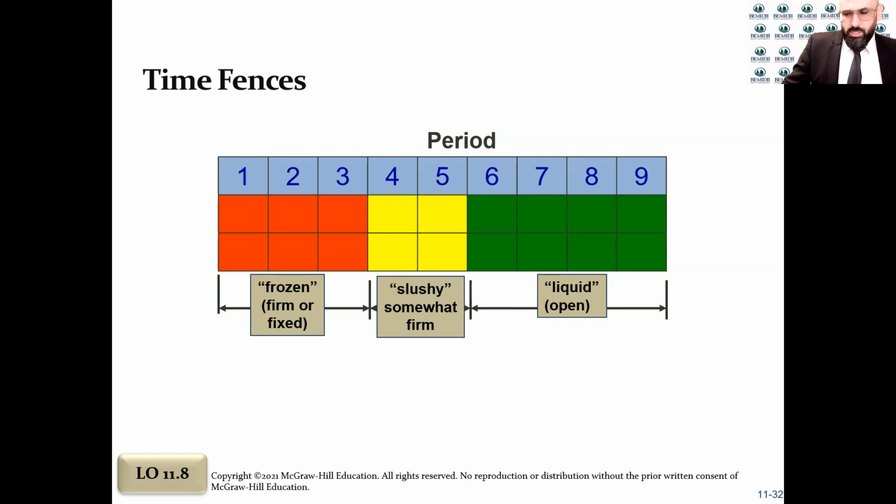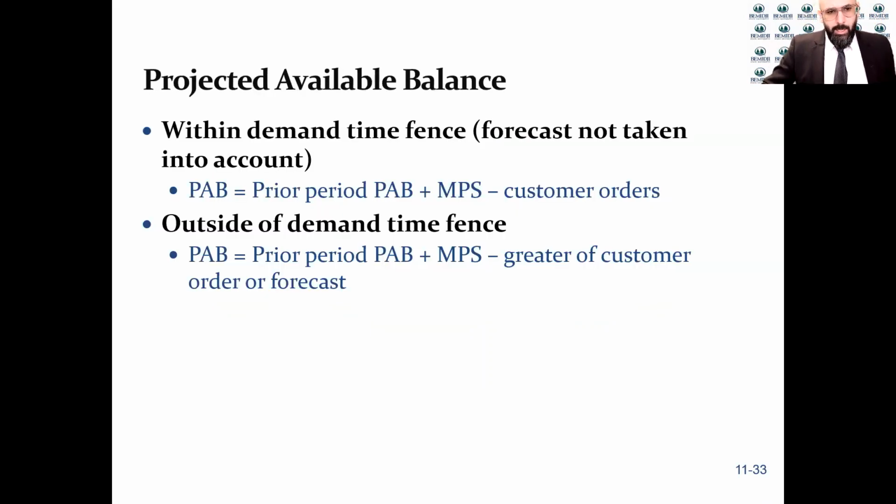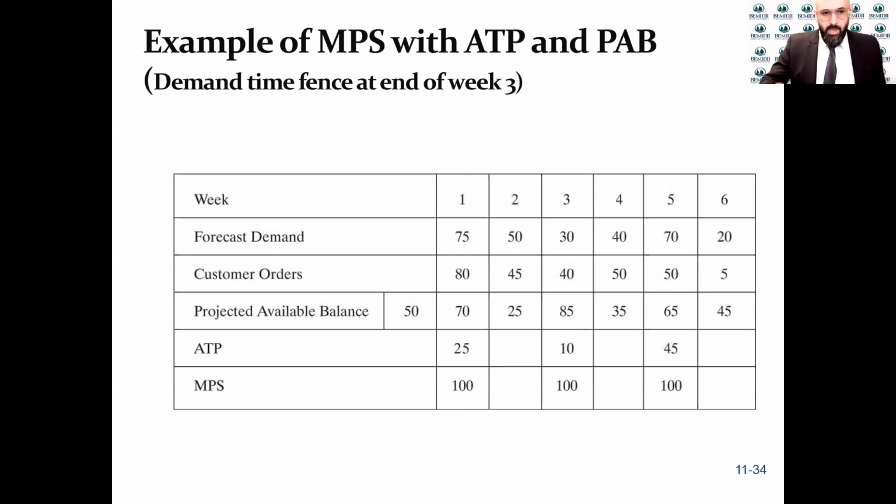Next, I will be talking about projected available balance equations within the time fence. Now, if we have a time fence, we need to consider how we can calculate the projected available balance. The projected available balance would be equal to the prior period projected available balance plus the MPS minus the customer orders. However, if we are outside of the demand time fence, we will have to go with the greater of the customer orders or forecast. Let's take a look at this example that will help you understand that.